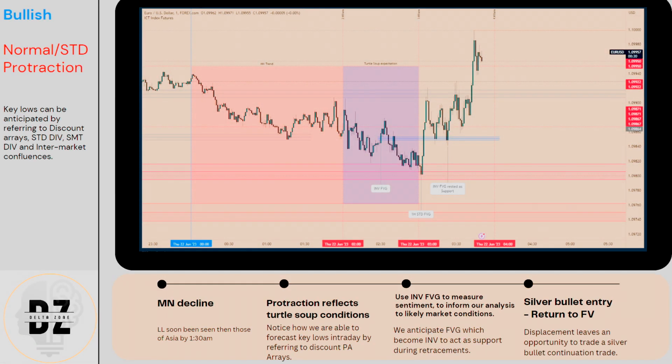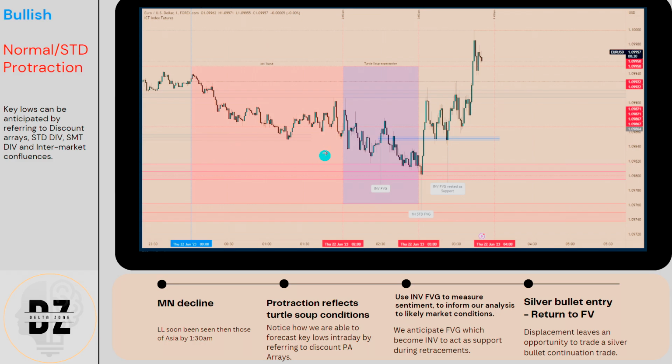Example 3, bullish standard protraction. So I have here noted on the side that kill zones can be anticipated by referring to discount arrays, standard deviations of central bank dealers range, Asian range, SMT divergence, and intermarket confluences.